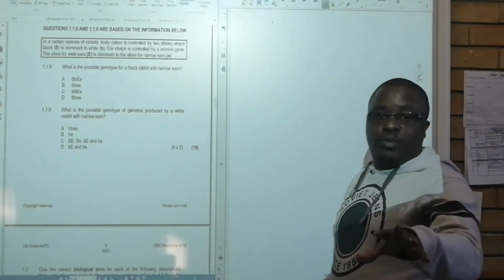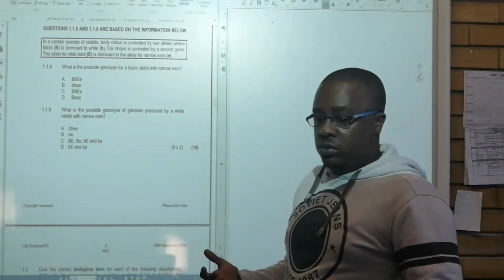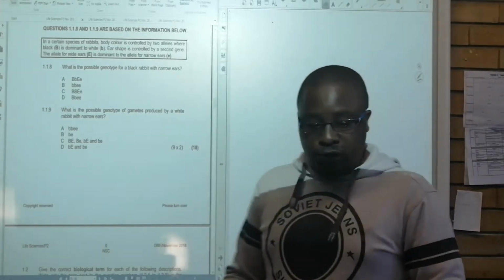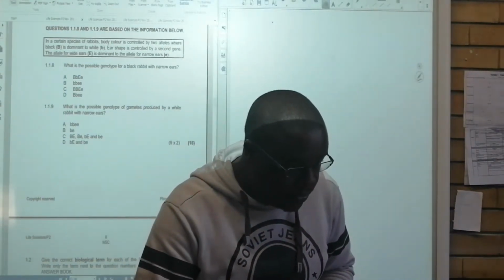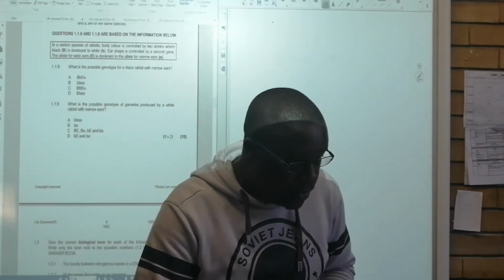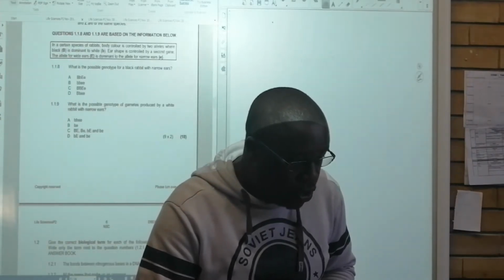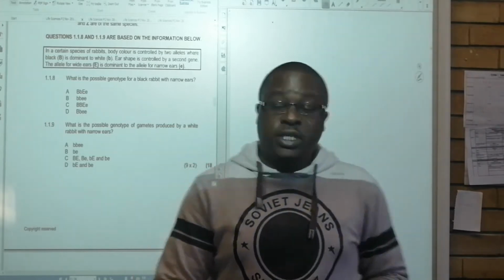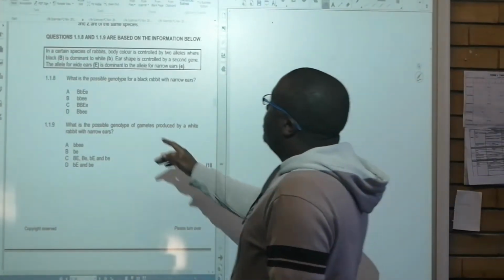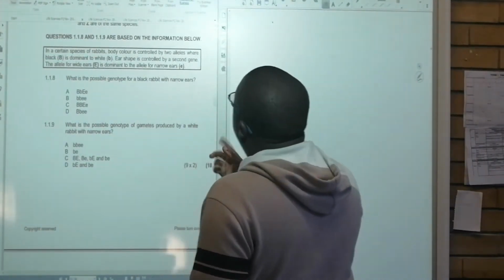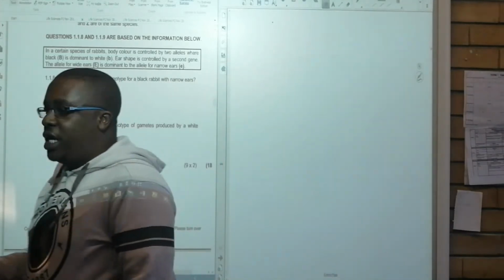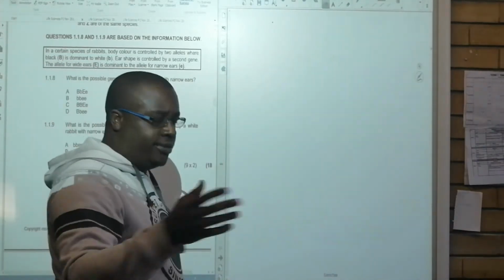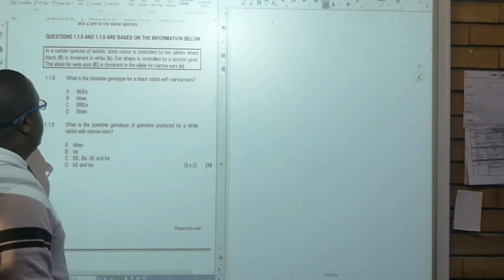I'm assuming that you have the paper in front of you. I hope you can see. See if we can try to make it a bit bigger. Nope, can't do. This is the best. Right. In a certain species of rabbits, body color is controlled by what? By two alleles. Remember what we said? We understand the question first before we even think of attempting it.